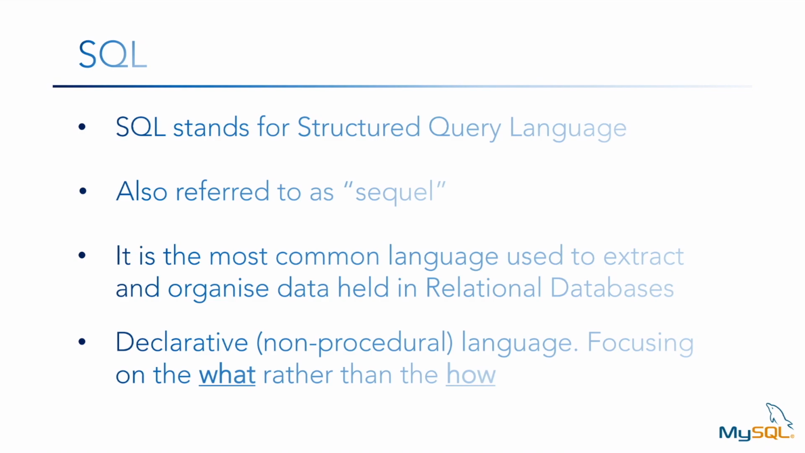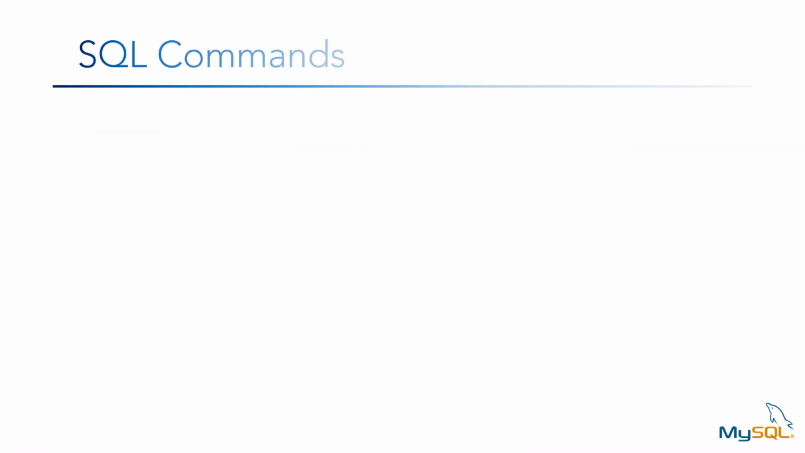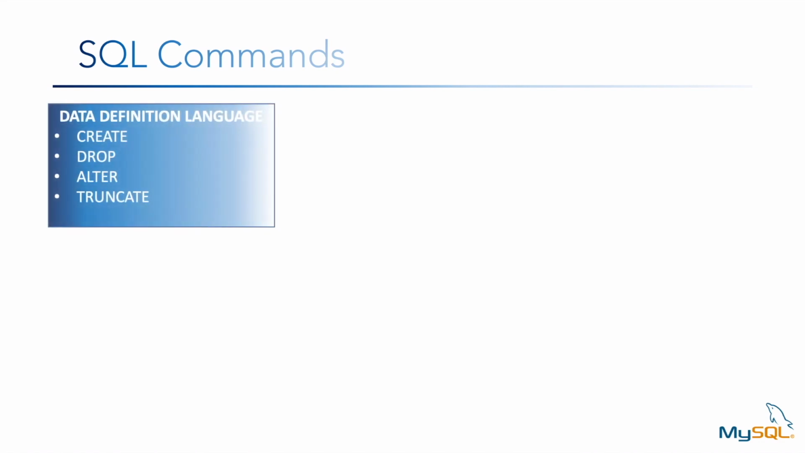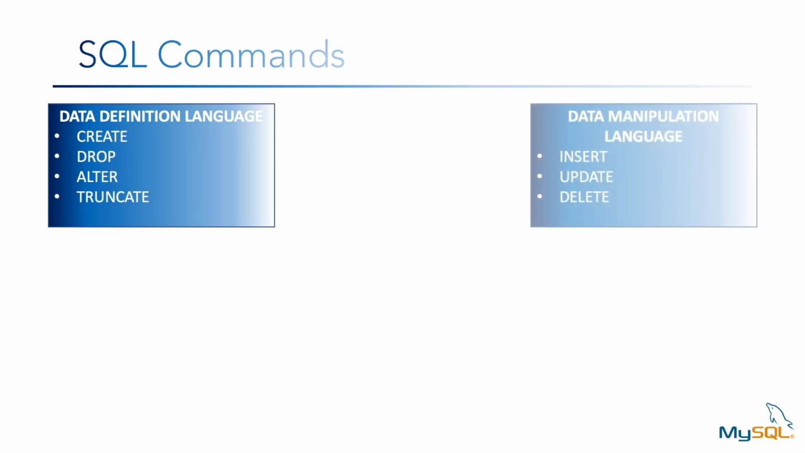There are five main types of SQL commands. They are referred to as Data Definition Language, or DDL. This allows you to create, drop, alter, and truncate data stored in objects like tables. Data Manipulation Language, or DML. This allows you to insert, update, or delete data.